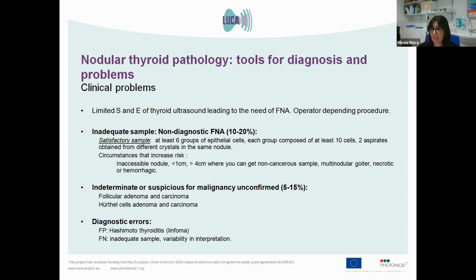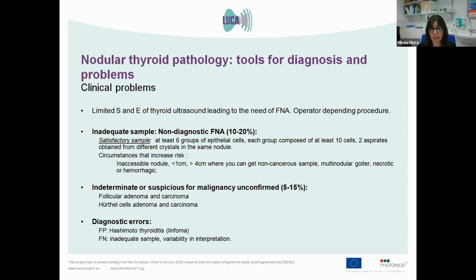We have to take into account that between 10 and 20% of the fine needle aspirations will be diagnosed as Bethesda 1, those that are non-diagnostic. And this risk is higher depending on the characteristics of the nodule, for example, the presence of necrotic or hemorrhagic areas, the accessibility of the nodule, or how big the nodule is, which can also give us bad results.